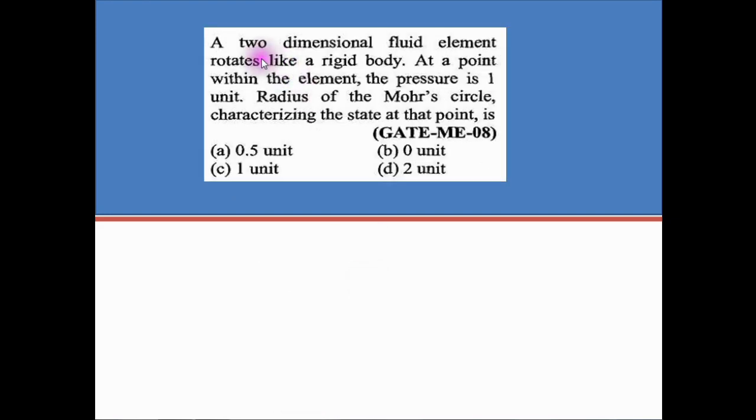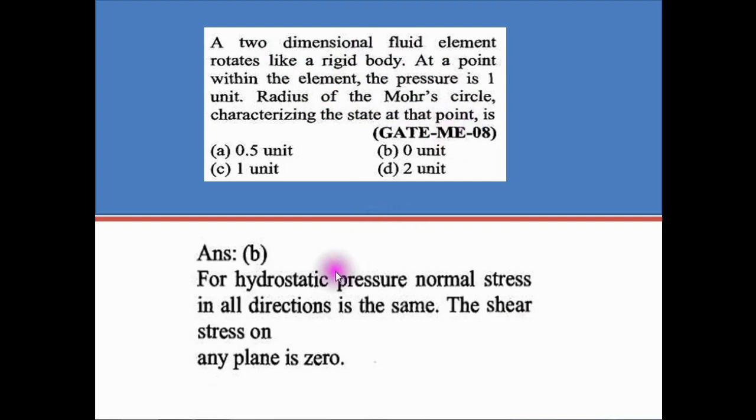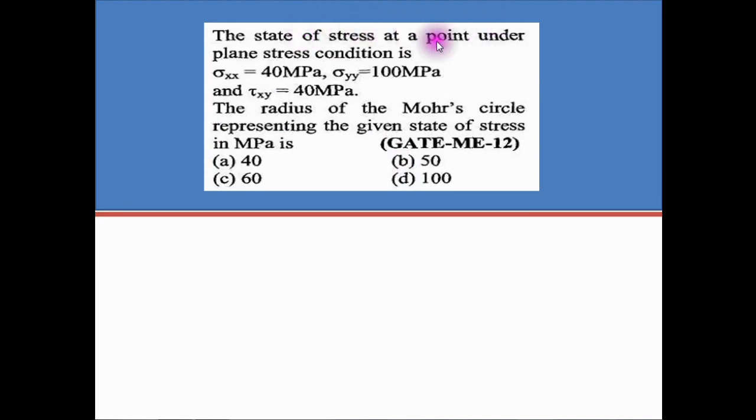A two-dimensional fluid element rotates like a rigid body. At a point within the element, the pressure is 1 unit. Radius of Mohr circle characterizing the state at the point is: for a hydrostatic pressure, normal stress in all directions is the same. The shear stress on any plane is 0. Hence, the radius of Mohr circle is equal to 0. Answer is B.